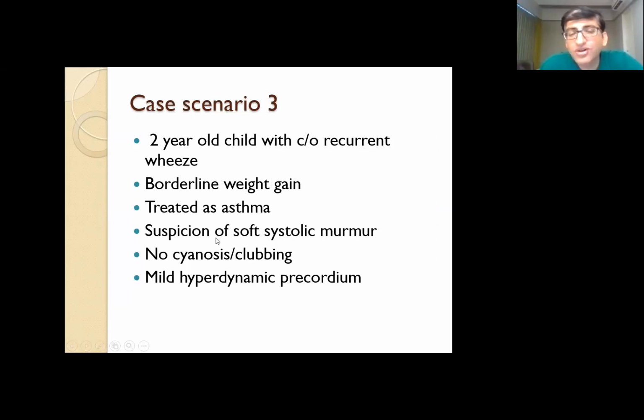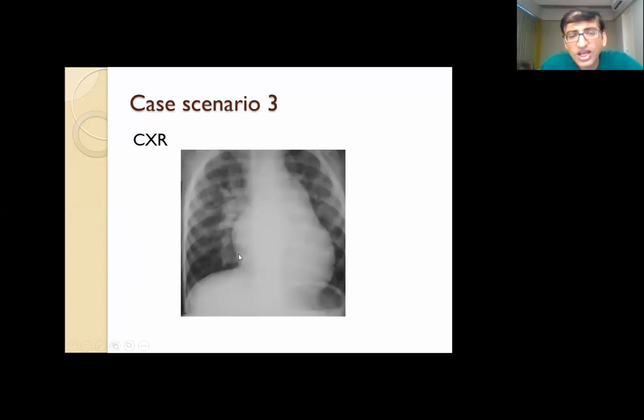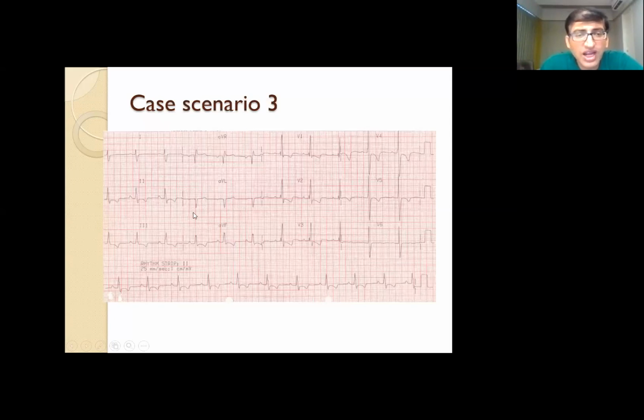We have discussed all the aspects of acyanotic heart disease. So now I want any of the fellows who can give me the answer whether it is an acyanotic heart disease, among acyanotic whether there is pulmonary blood flow increased or not, and based on characteristic ECG finding, what is the lesion? So you have a borderline weight gain, hyperdynamic precordium, the X-ray showing cardiomegaly, dilated pulmonary arteries, main pulmonary artery plethora, and ECG showing right axis deviation with M pattern in V1. So what is the possible diagnosis?